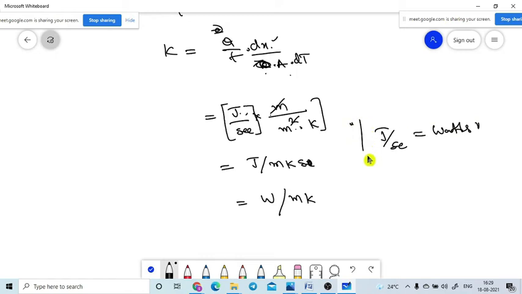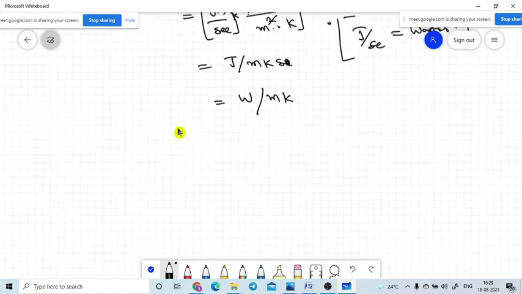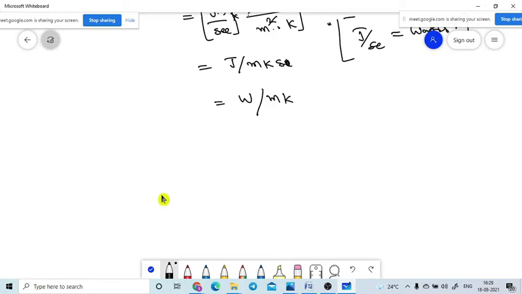Watts is the power. Power means how much amount of energy is passing in unit time. That's why power we represent with the watt. So if the coefficient of thermal conductivity of the material, K, is higher, what is the meaning of that?